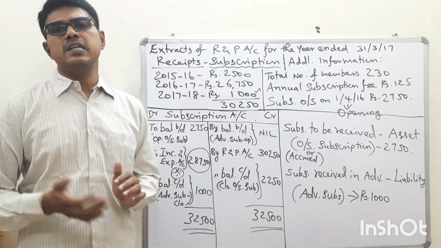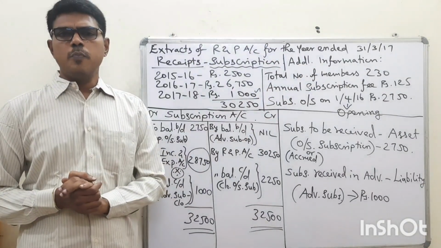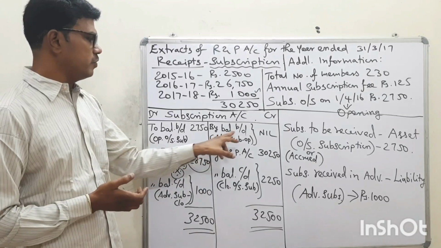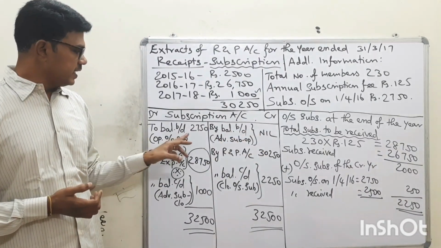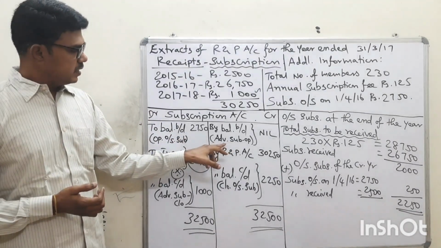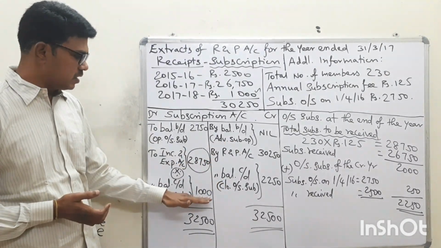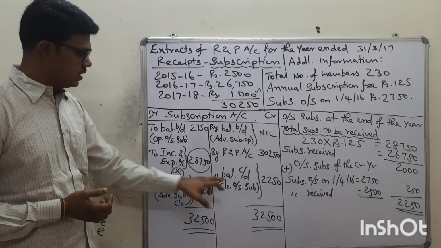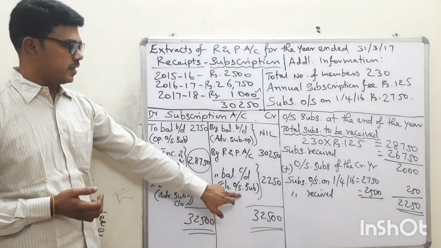It must be treated as a liability, but there are no particulars related to opening subscription in advance. Opening advance subscription, so we have written nil, right? Nothing is there. After writing the opening balances, opening outstanding subscription and opening advance subscription, we should write the closing values at the bottom, just opposite to opening outstanding subscription. We should write the closing outstanding subscription on the credit side.